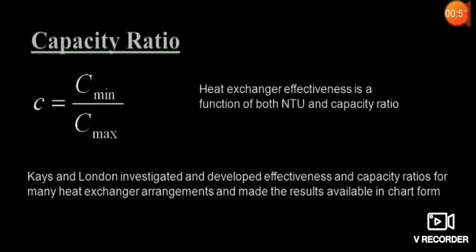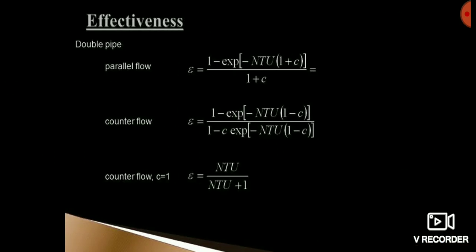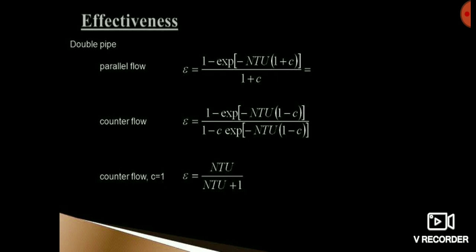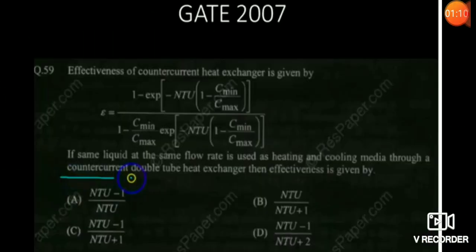So friends, when both the liquids are the same and moving at the same flow rate, then C minimum is equal to C maximum, both cancel out and the small c value comes to be 1. It is asking for the effectiveness of the heat exchanger. I think all of you studied just a minute ago that when the small c value is 1, we simply put NTU divided by NTU plus 1, that is the B option. Here you get the B option, that is the correct answer.